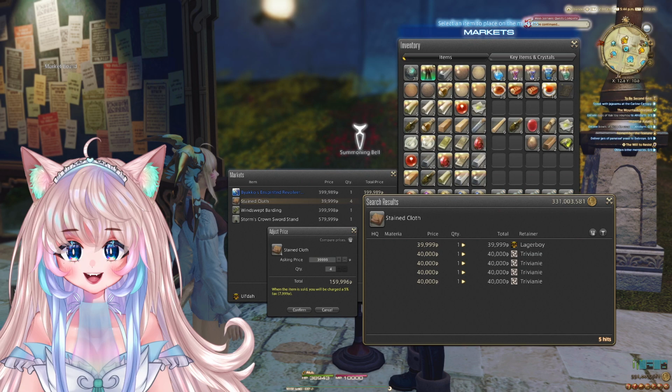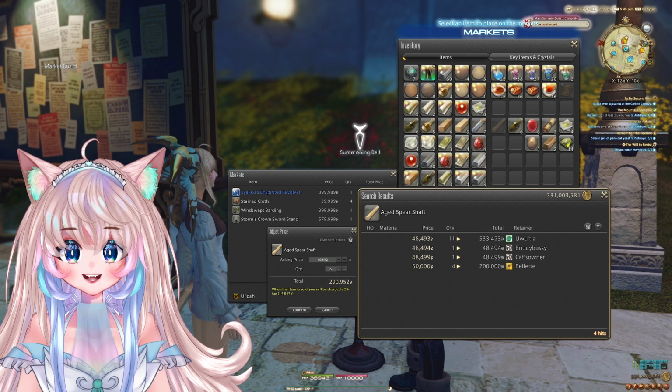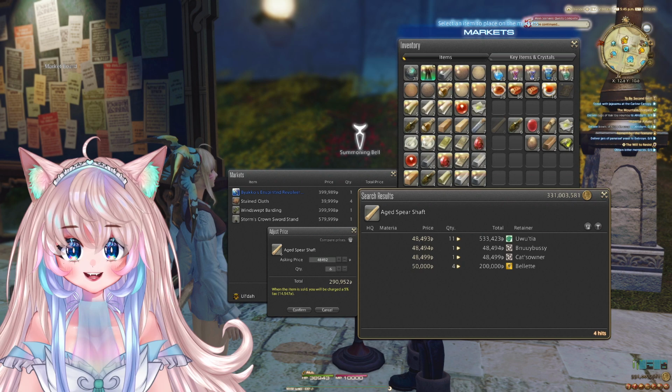With the stained cloth, I made 159,000 from the 4 that we managed to get from 25 pieces. That is a profit. With a total of 6 of these spear shafts, we made a profit of 290,000 with the desynthesis only, so that is also a profit.